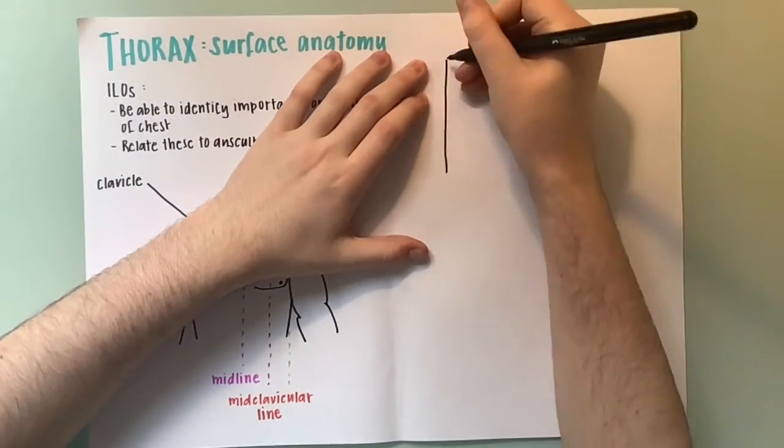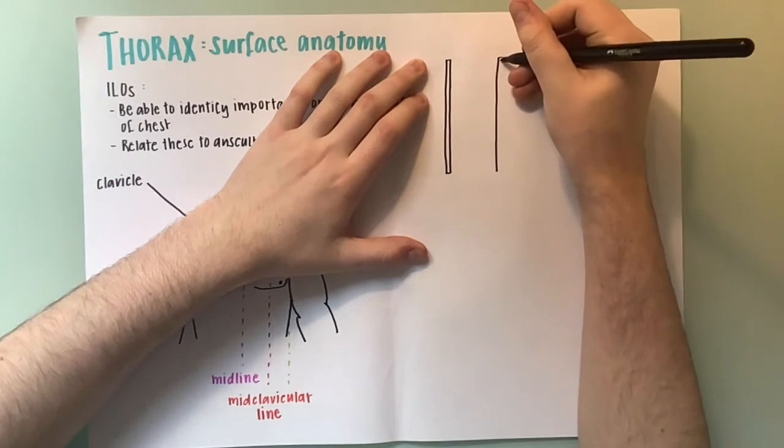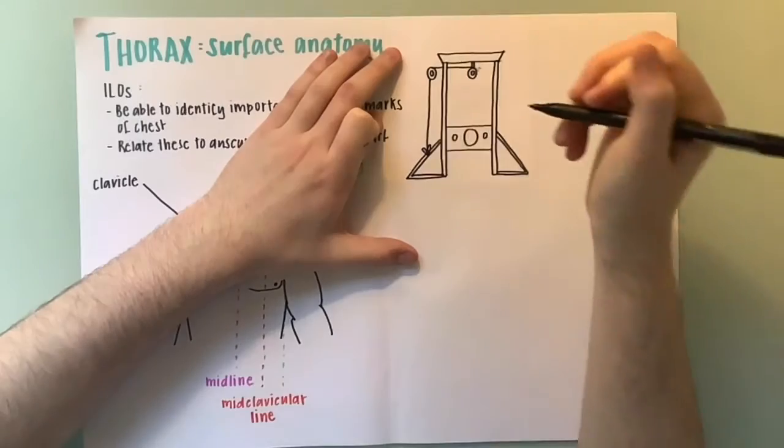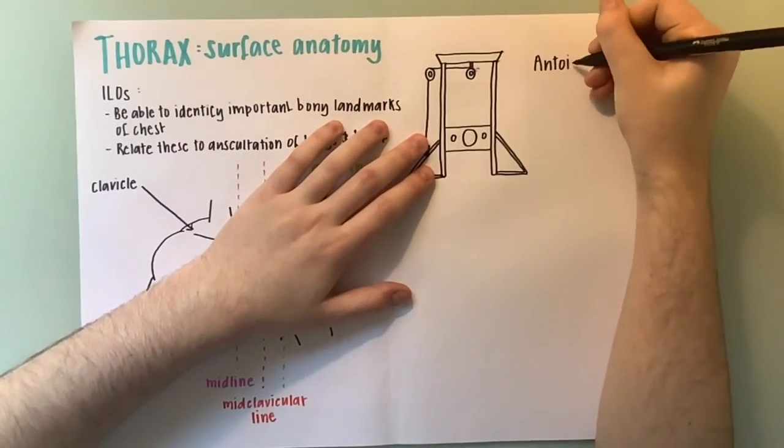The sternal angle is referred to as the angle of Louis after the French surgeon and physiologist Antoine Louis, and this surgeon designed a prototype for the guillotine in the 1700s.